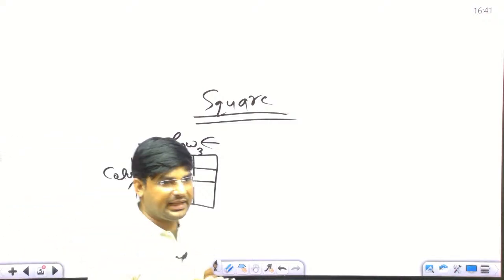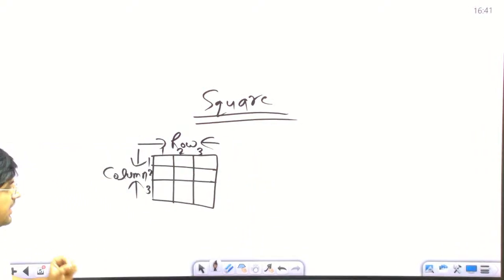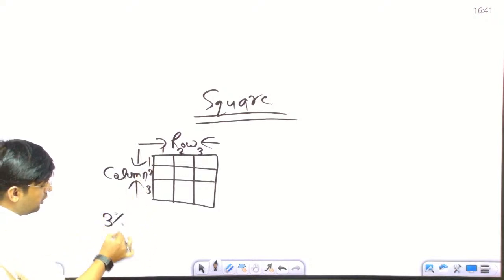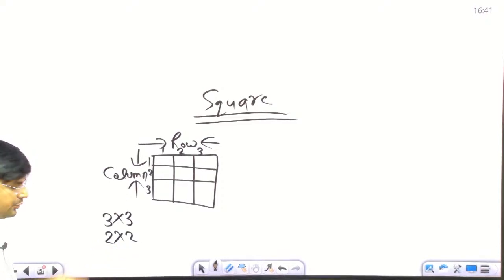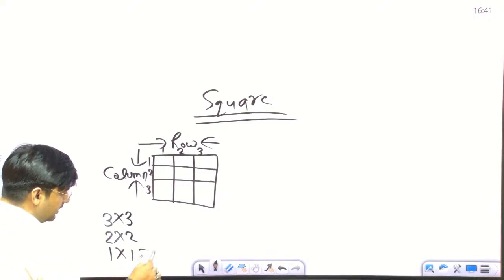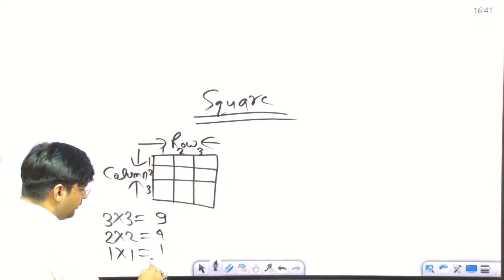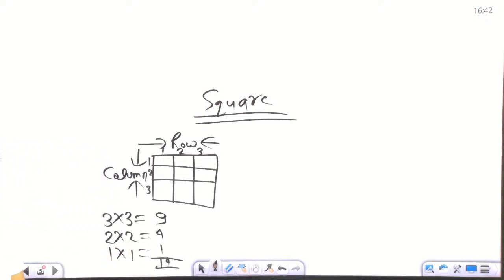We have to multiply the largest number of the row and the largest number of the column. Largest number of the row is 3, largest number of the column is 3, and we decrease by 1 till 1. 3 into 3 is 9, 2 into 2 is 4, 1 into 1 is 1. 9 plus 4 plus 1 is 14. There are 14 squares in this figure. Clear?